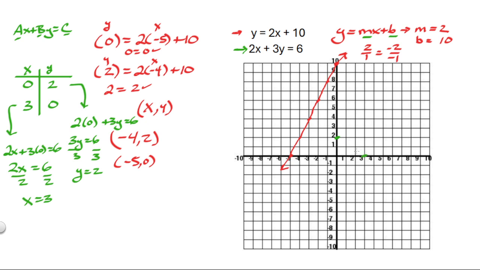So I'm going back 3 on the x, 1, 2, 3 on the x, up 1, 2, and so on. There's the point of intersection.